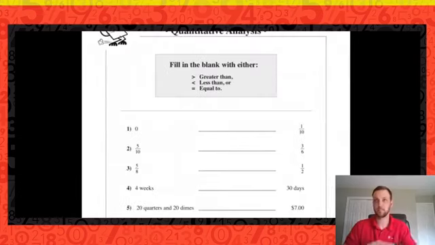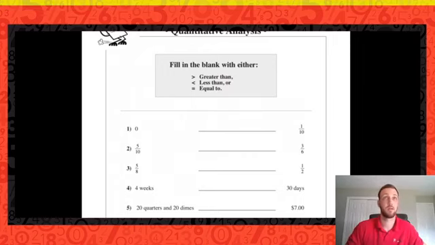Okay. So starting fresh for everybody, we're at the top of page number 2. Top of page 2, okay? And just want to make sure that that is displaying okay for everybody. And we will go ahead and get looking at number 1 on page number 2. So, is 0 greater than, less than, or equal to 1/10?